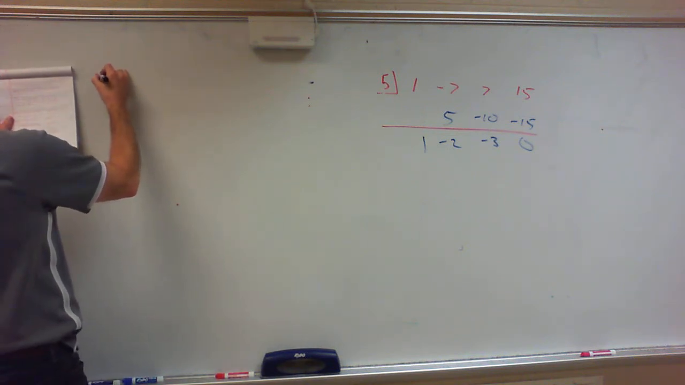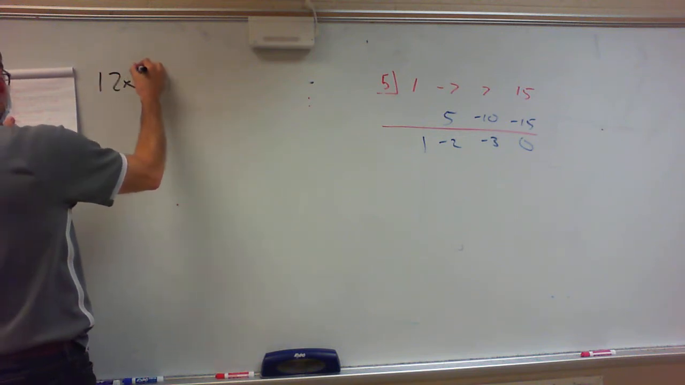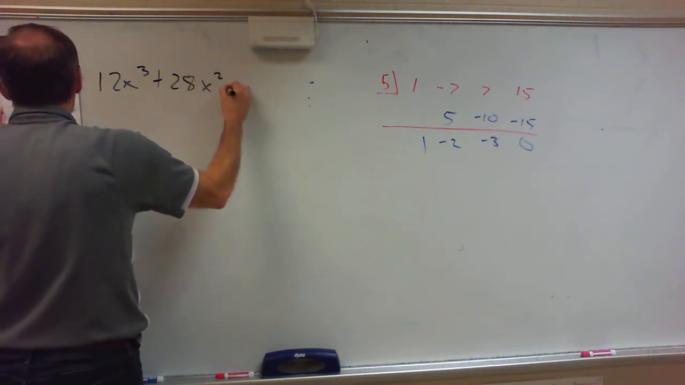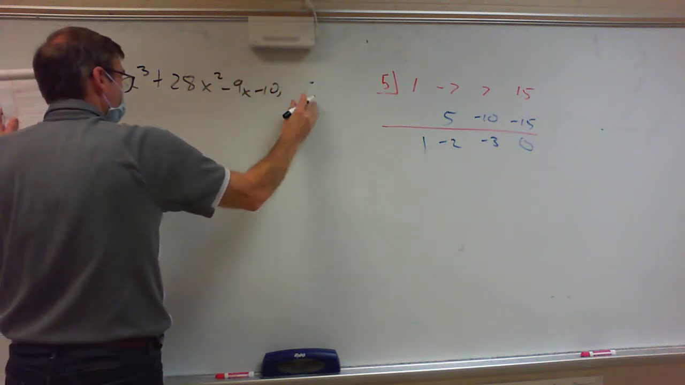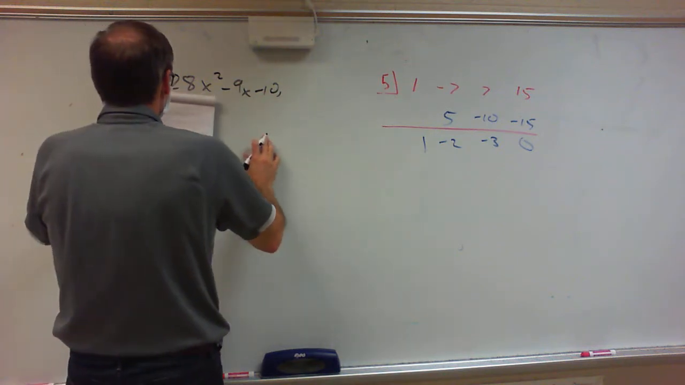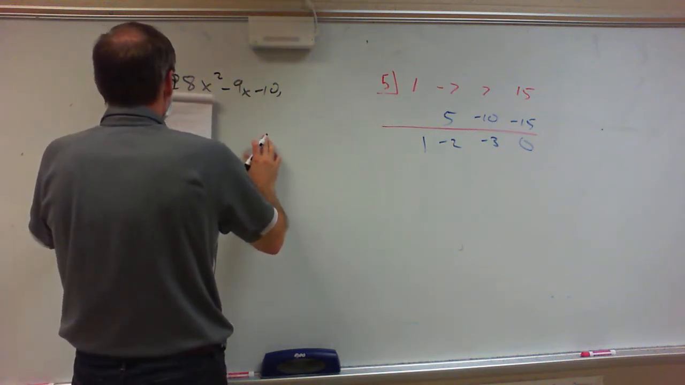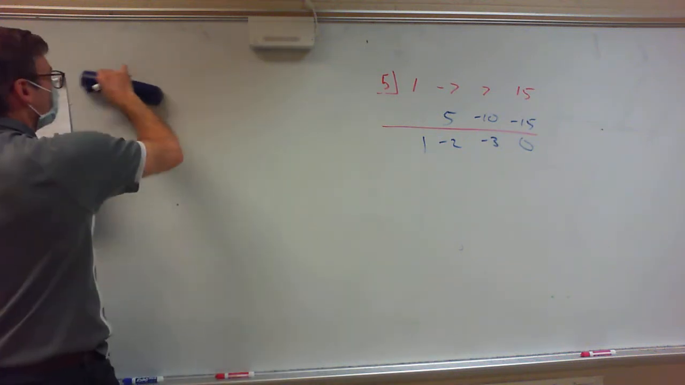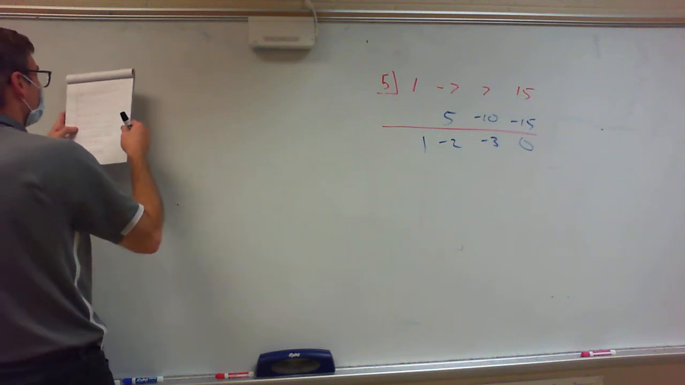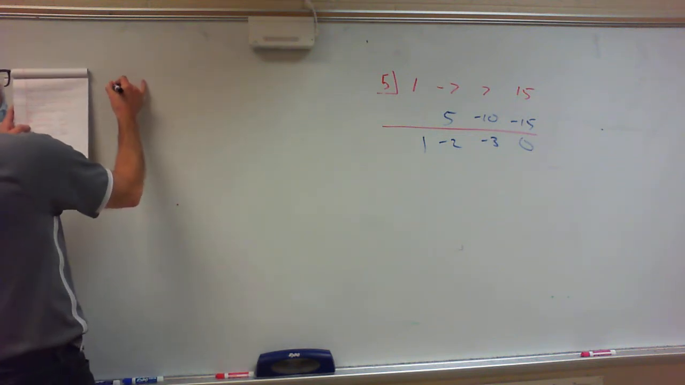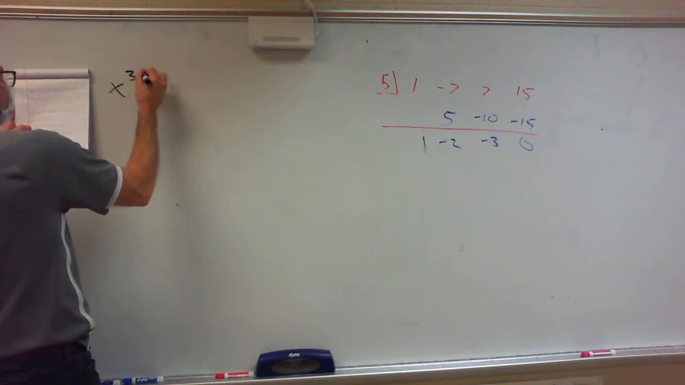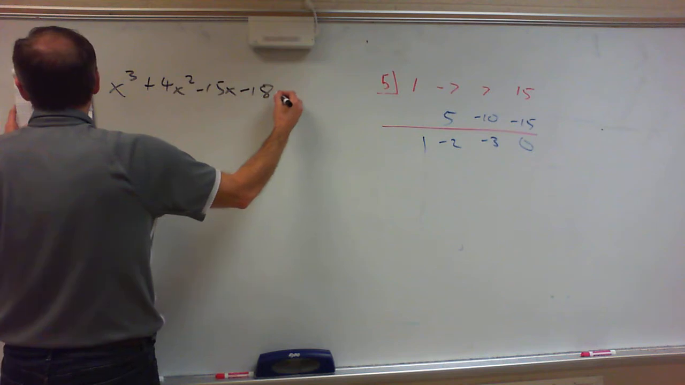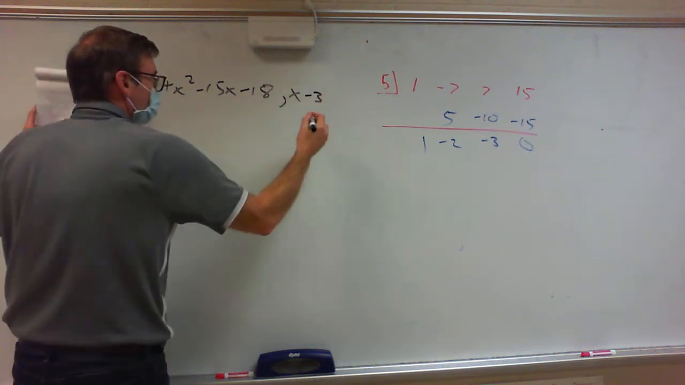What if I give you 12x cubed plus 28x squared minus 9x minus 10? Oh wait, sorry. I'm going to do that one later. I want to practice a bit more before I get to the crazy stuff. Let's do x cubed plus 4x squared minus 15x minus 18 and x minus 3.